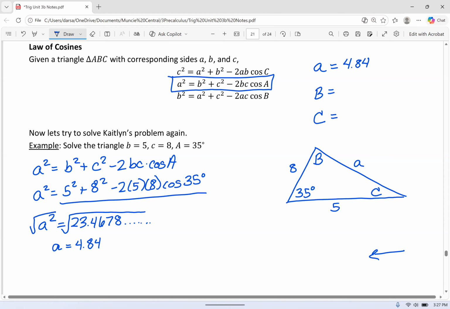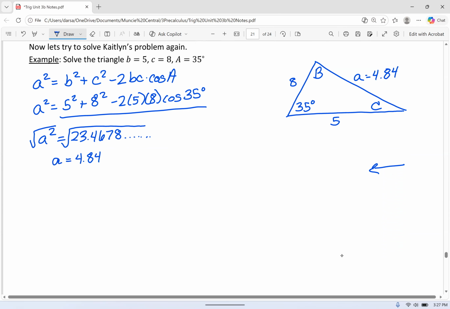Okay, but now we know that a is equal to 4.84. Well, what does that do for us? If we know a is equal to 4.84, now what do we have? We have a pair. We have angle A, which is 35, and side a, which is 4.84. So now that we have a pair, what theorem can we use? Yes, the law of cosines, or sorry, the law of sines. So we will do sine of 35 degrees over 4.84 because that's our pair.